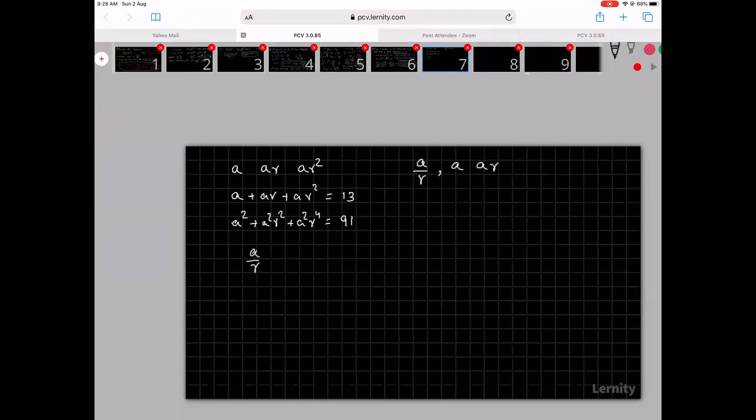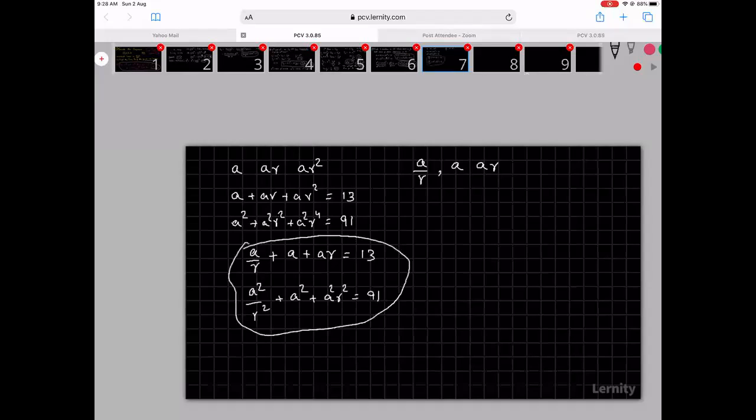So A by R plus A plus AR is equal to 13. Then A squared by R squared plus A squared plus A squared R squared is equal to 91. So you can try to solve this also. Both of them will be the same, because here the moment you take LCM and then work, you will get that. So you have to think how you can manipulate this to get this and vice versa. So that is the difficult part.